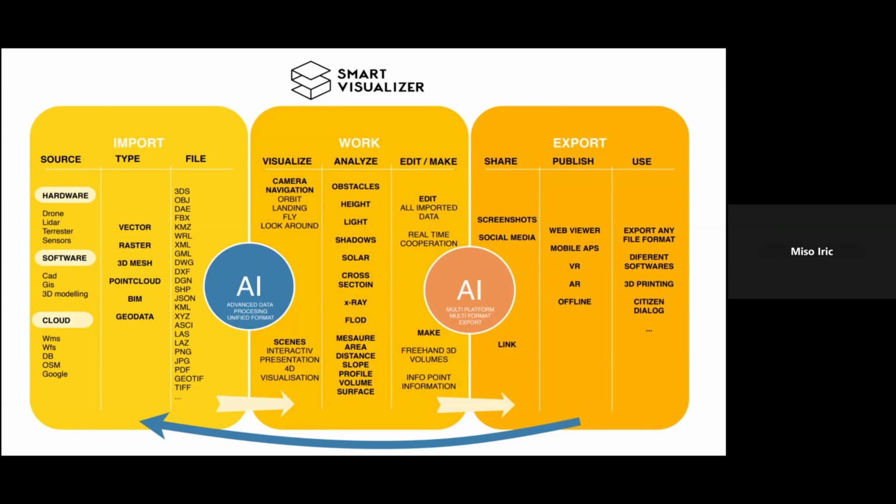Then solar potential analysis, that is using diffuse light from the sun, and then you can visualize how the diffuse light is impacting, for example, roofs or walls. Cross section for visualization of complex 3D models, BIM 3D models. X-ray to visualize through the model and different layers, for example, underground installations or a city tunnel or something like that. Flooding also to do analysis, and then also different measures for area, distance, slope, profile, volume, surface, and so on.